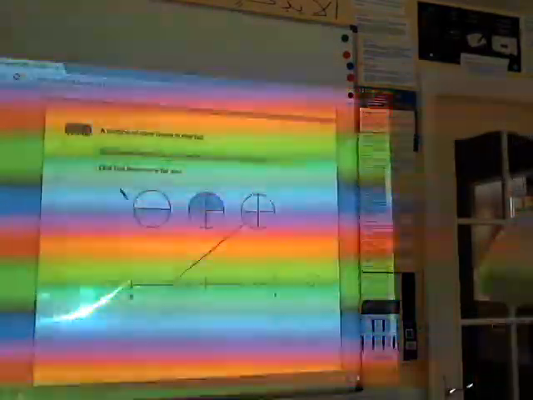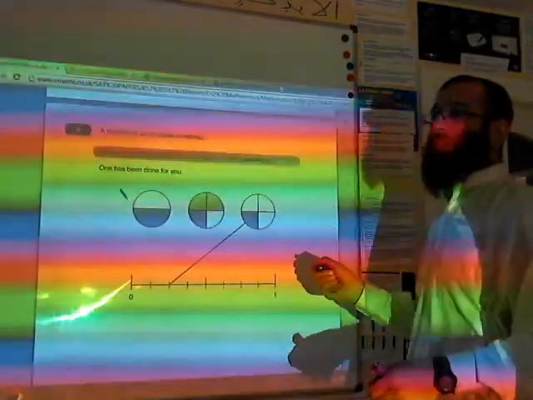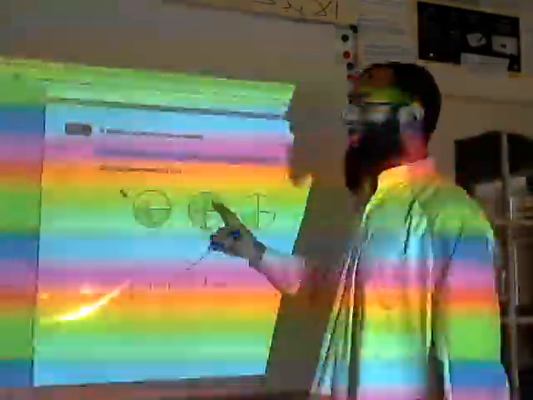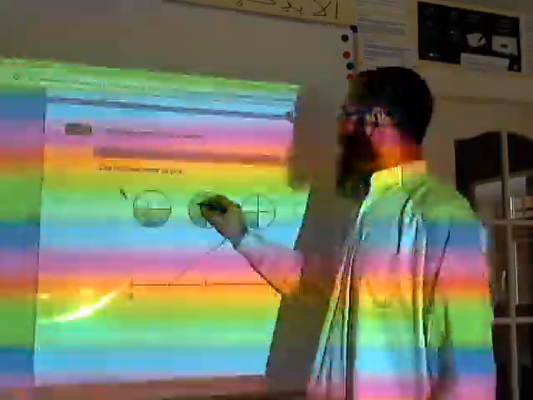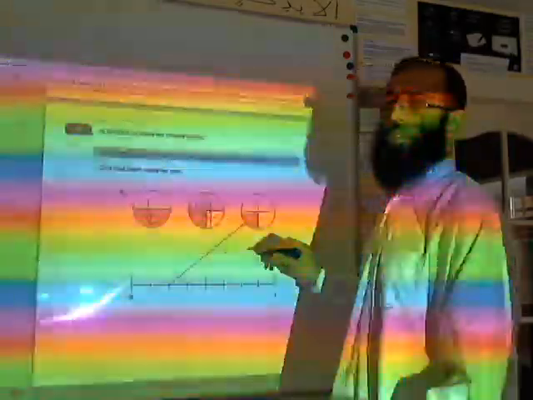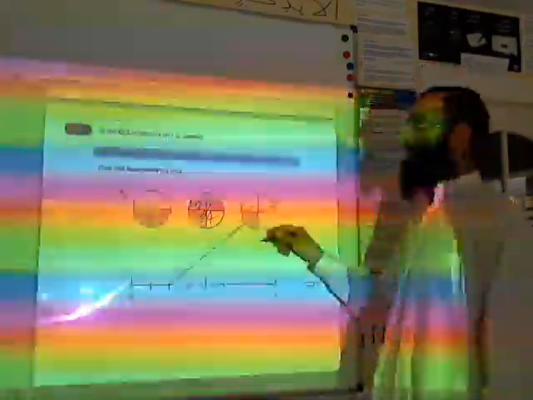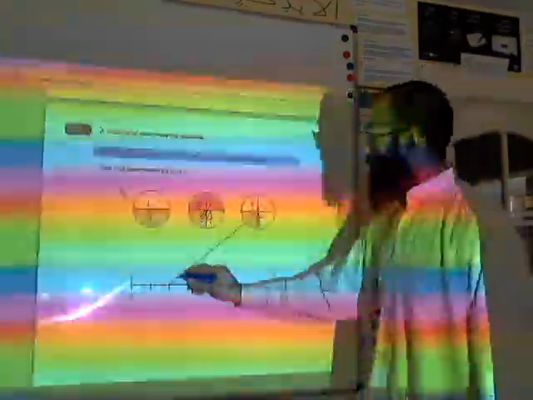Okay, a fraction of each shape is shaded. Okay, Adam, how much of the shape is shaded? Half. Okay, Yusuf, this one, how much is shaded? 3/4. Okay, how much of this is shaded? 1/4. So 1/4 one will be done.